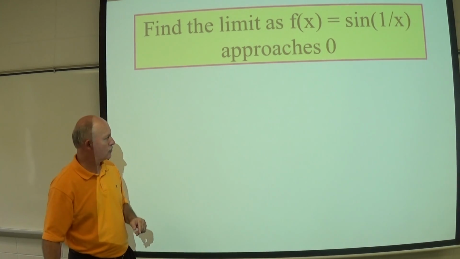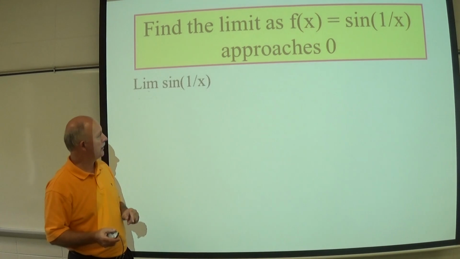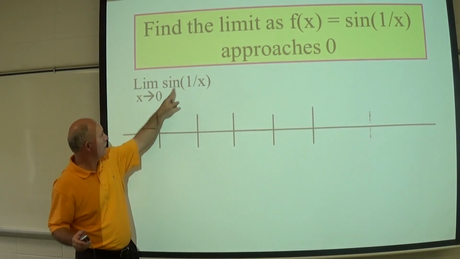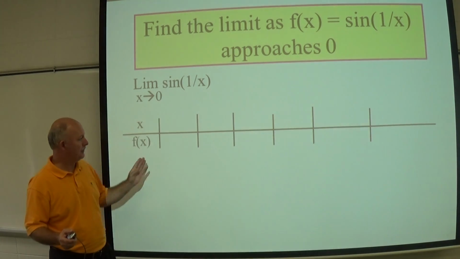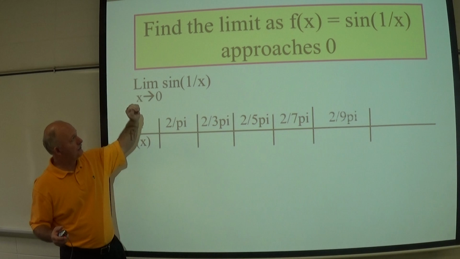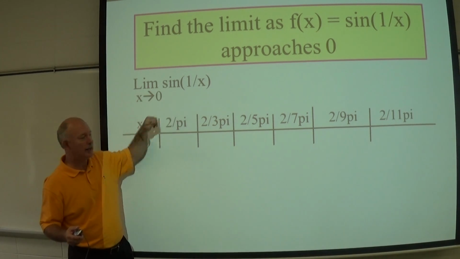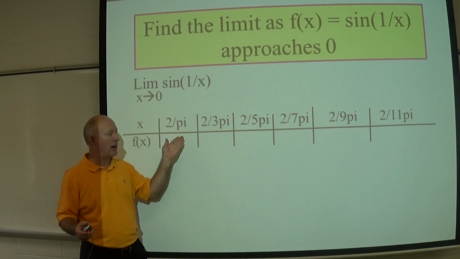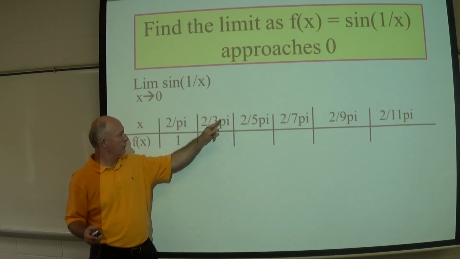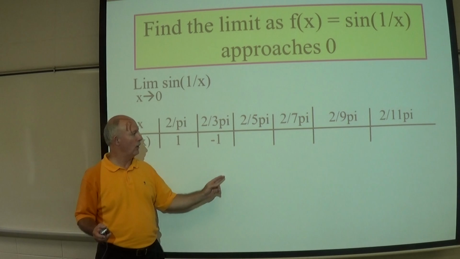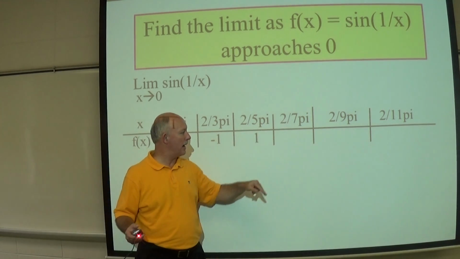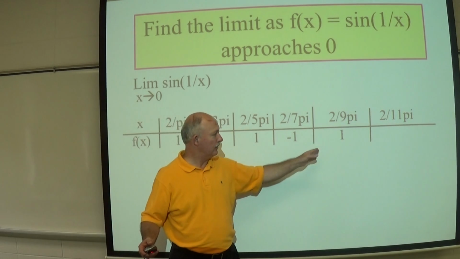You can see that on a little chart that I developed here. Once again, we're looking for the limit of sine 1 over x as x approaches 0. I tried several values. The first one I tried in sine 1 over x was 2 over pi, and I just used pi for pi. So 2 over pi is positive 1. Well, 2 over 3 pi is negative 1. 2 over 5 pi, positive 1. 2 over 7 pi, negative 1. And you see the pattern.